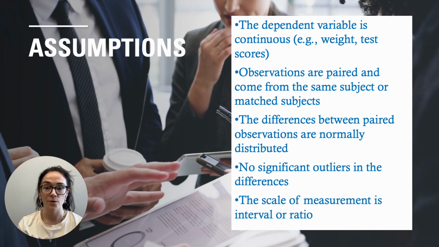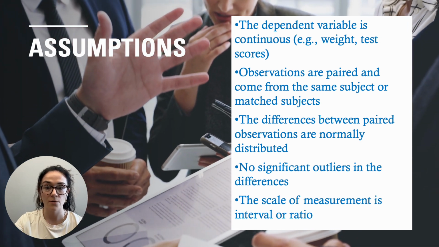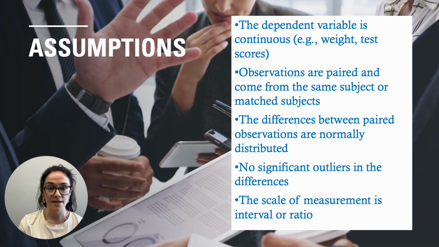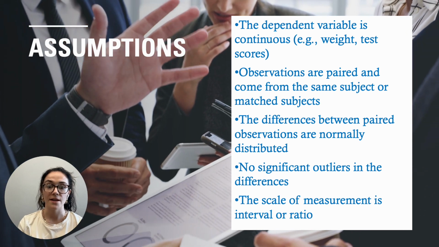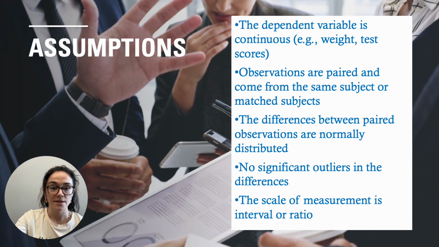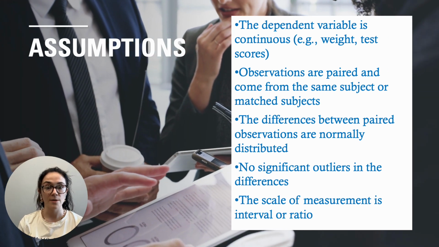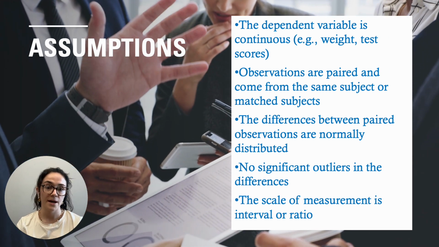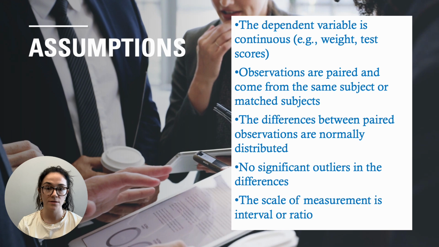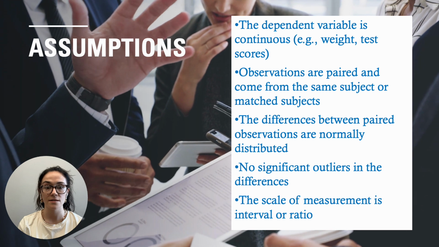Third, we need to check for normality of the differences between the paired observations. It's important to note we're not requiring the original weight measurements themselves be normally distributed. Instead, it's the distribution of the differences, meaning the after minus before values, that should be approximately normal. This assumption becomes especially important when working with small sample sizes. With larger sample sizes, the central limit theorem helps out, but with smaller samples, non-normality can impact the accuracy of the results.